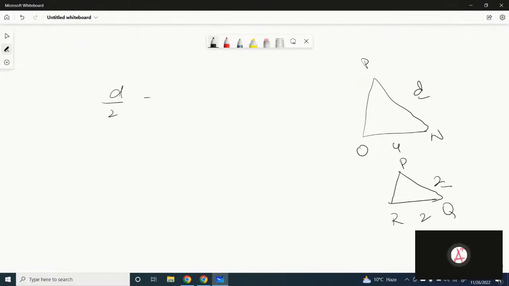It would be D divided by 2, and here you have 4, so it would be 4 divided by 2. Just solve this equation for D: it would be 4 times 2 over 2. 2 and 2 cancel out each other. It would be 4. That means the missing side D equals 4. Got it?